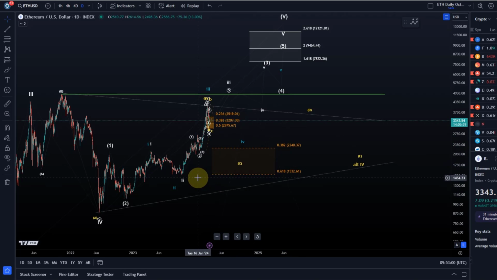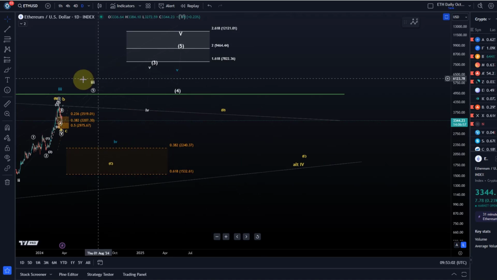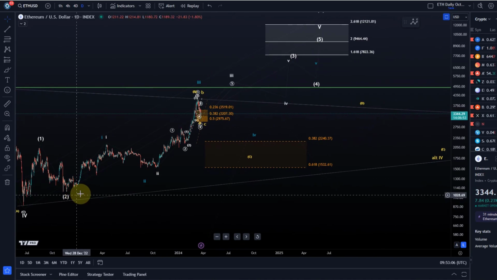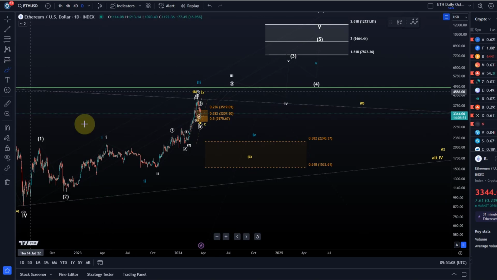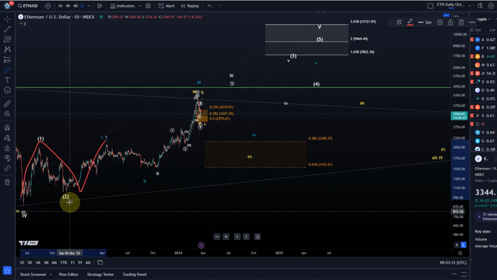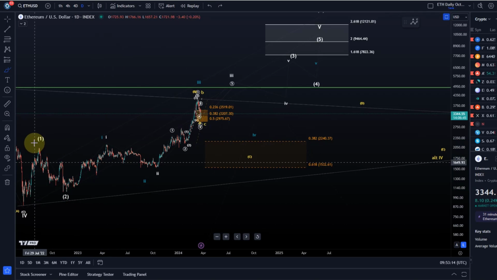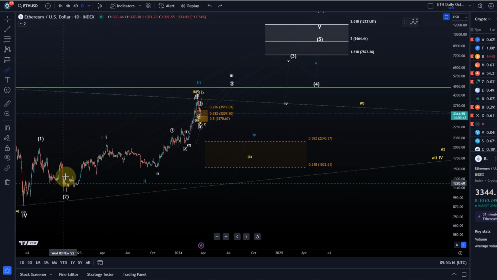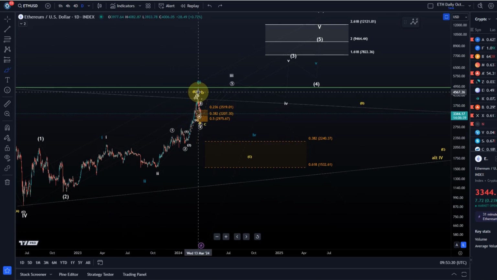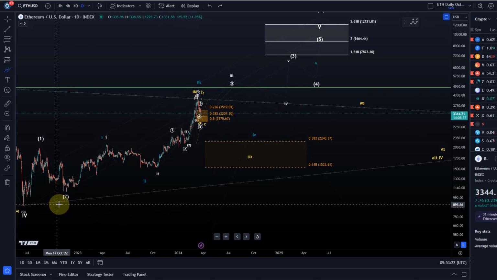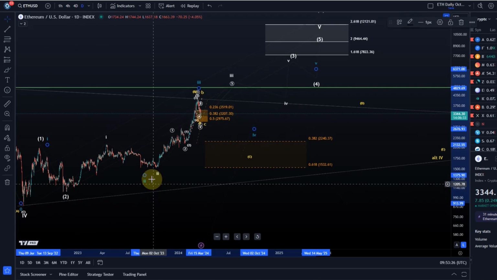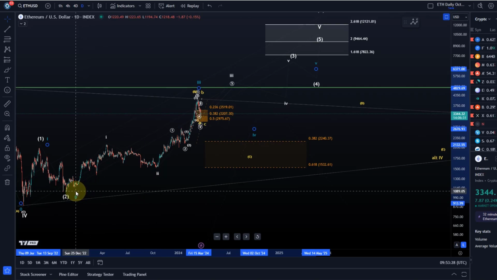But then there's the blue count as well. The blue count suggests that we are dealing here with a diagonal pattern. In a diagonal pattern, this here is an A, B, C structure: the initial move to the upside, or 1, 2, and then A, B, C in wave 3. That's possible, so we say maybe wave 1 finished here, or actually here. That might be even better.